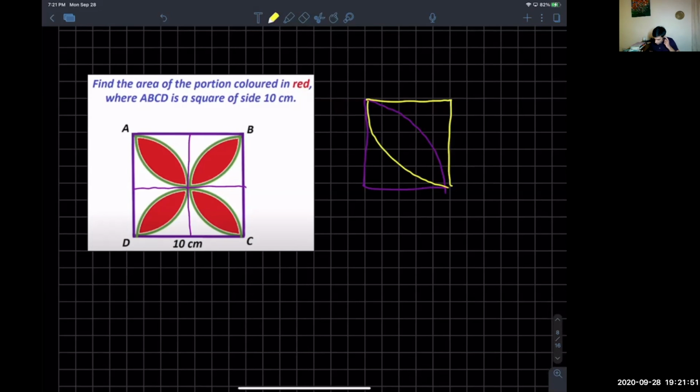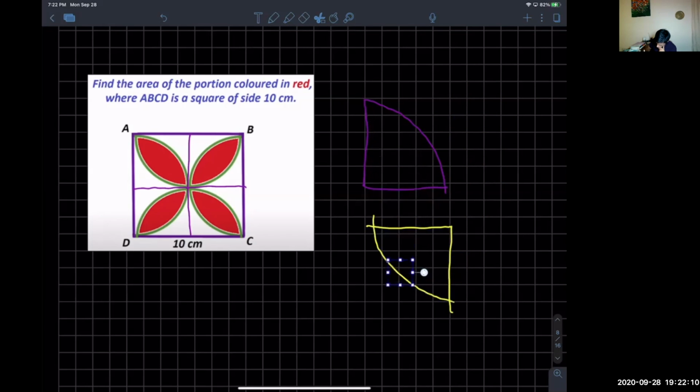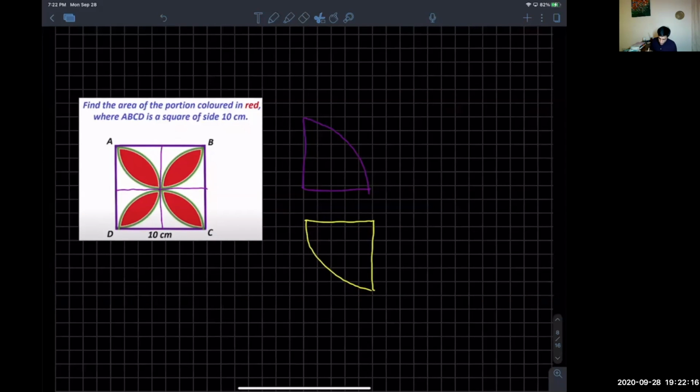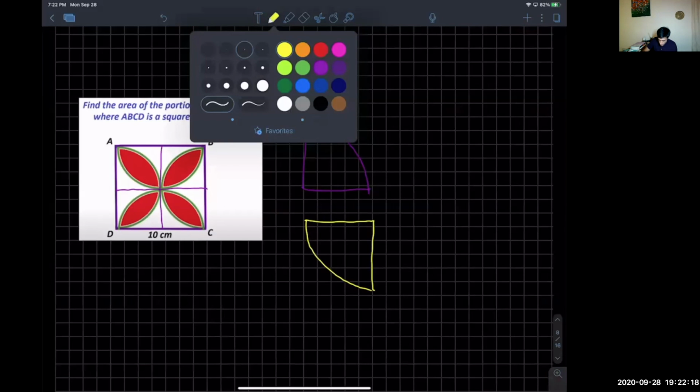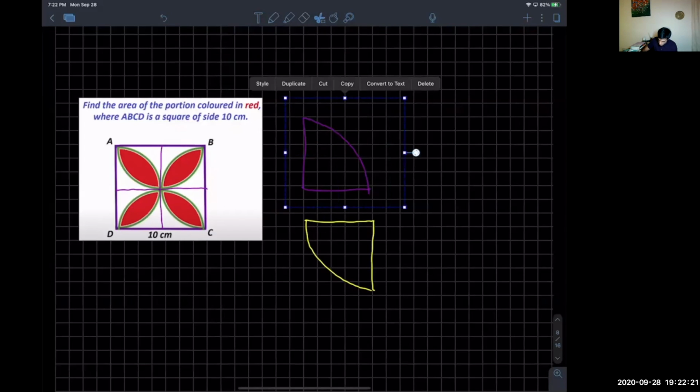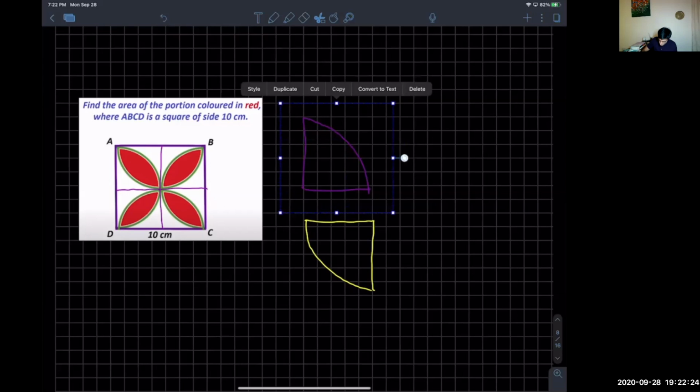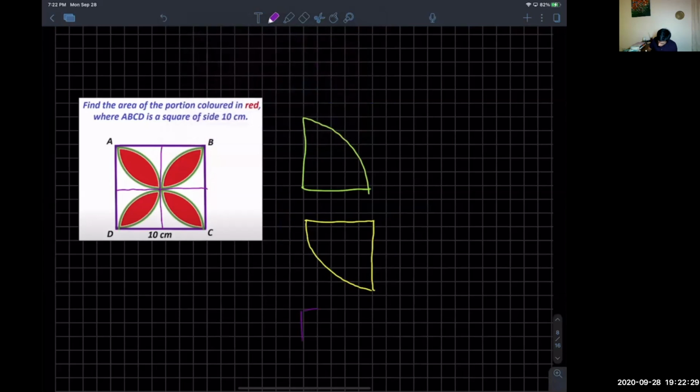Now that should hopefully give you a hint on how to get to this overlapping area here. How can you get this overlapping area? Well, let's say we break this apart. Right? If we break this apart, then this is bigger than the square, right? This is bigger than that purple square. Okay, so what you can do then is you can minus out.